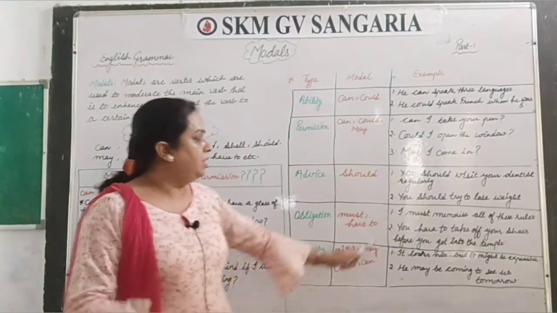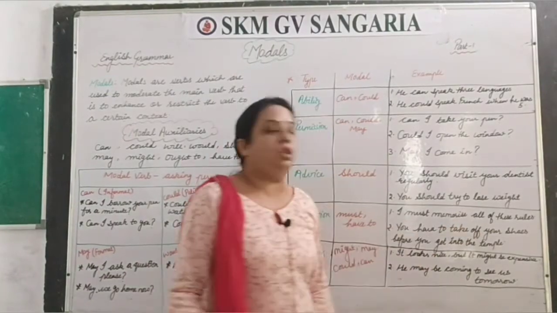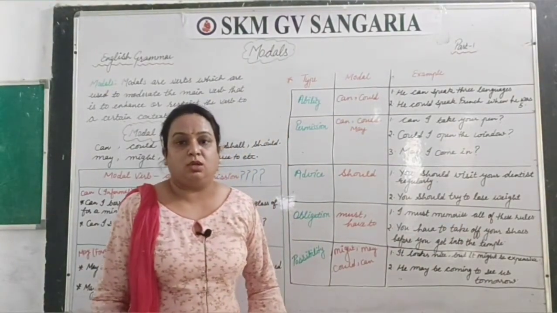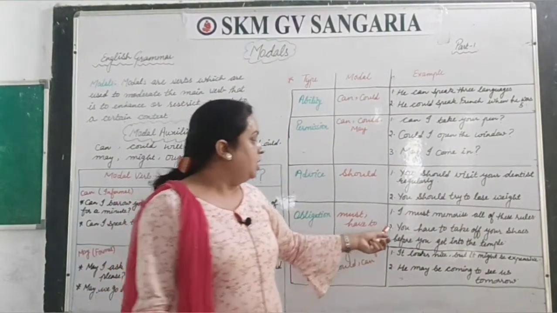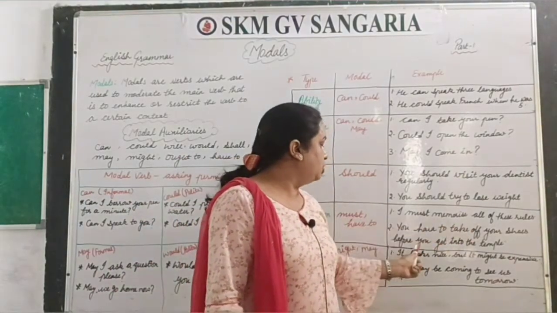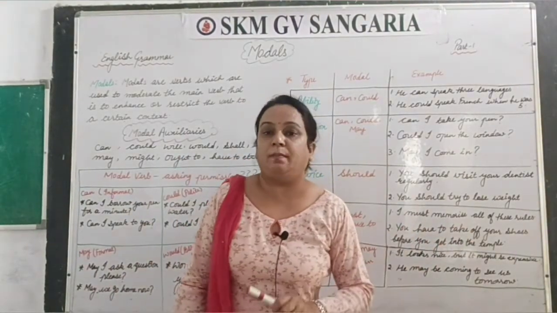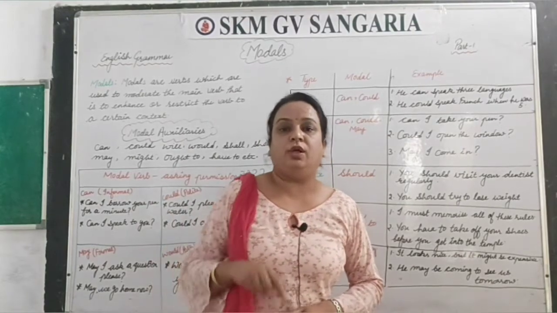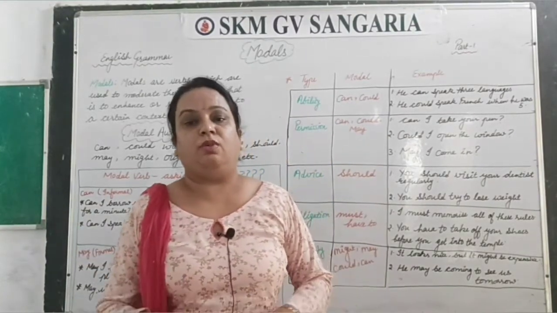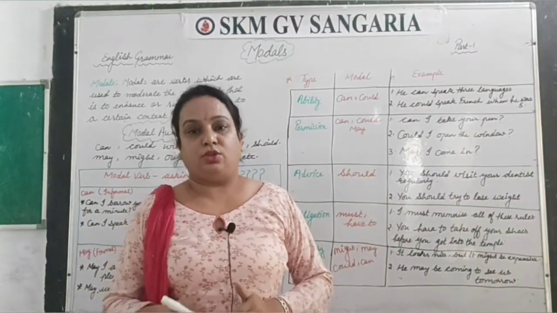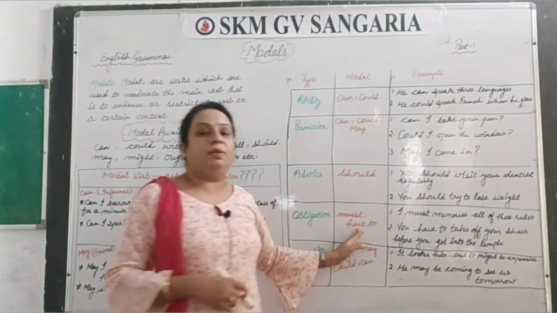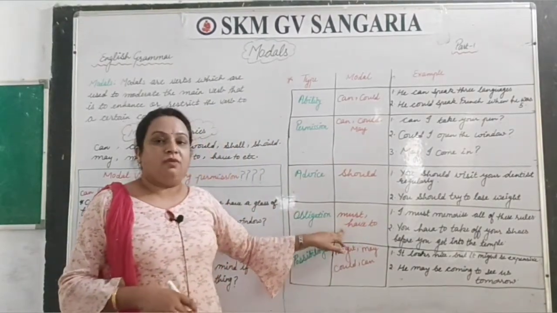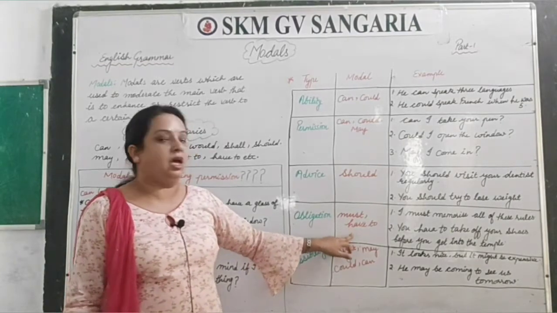Let's see the example. I must memorize all these rules. So that's what? Necessity, obligation. You have to take off your shoes before you get into the temple. So that's also, you cannot enter the temple if you are wearing shoes. You have to take off your shoes, right? So that is also obligation and necessity. For that we have to use must and have to.